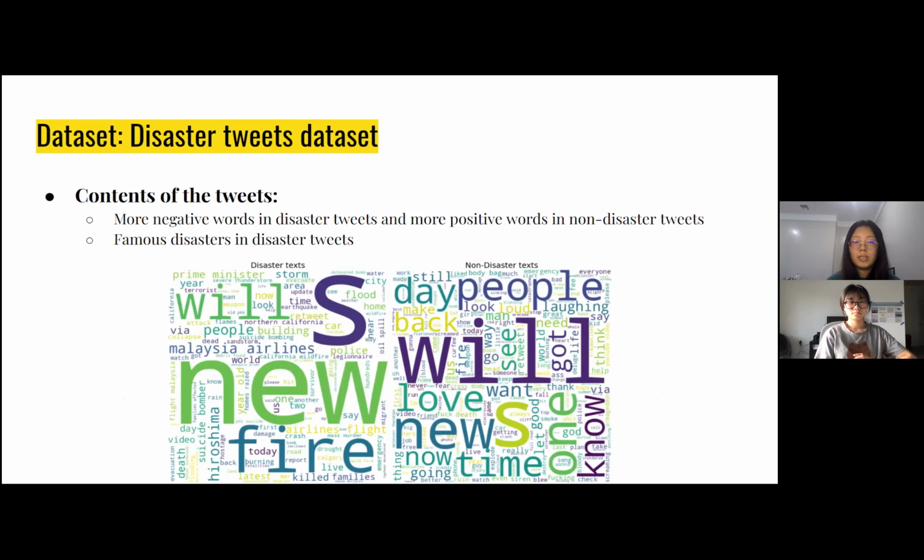After cleaning these tweets, we can have a look at the context of these tweets. For example, there are two word clouds of tweets. The left one is disaster text, and the right one is non-disaster text. We can see that there are more negative words in disaster tweets, and there are more positive words in non-disaster tweets. For example, there are love and laughing in the right picture. Also, we can see some famous disasters in the disaster tweets, like the Malaysia Airlines and the California fire.